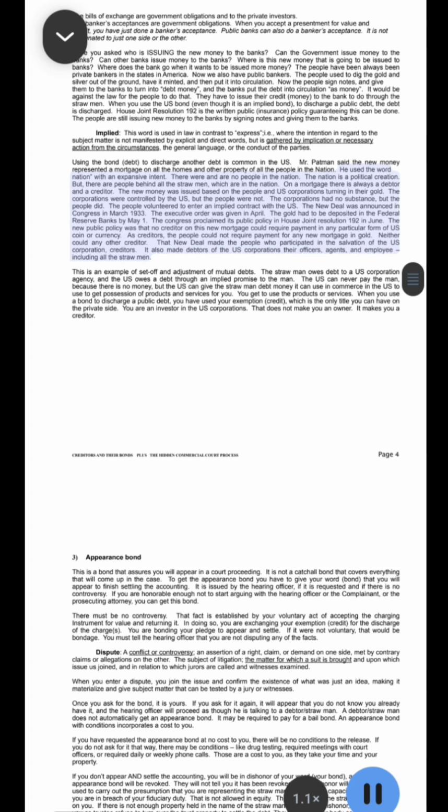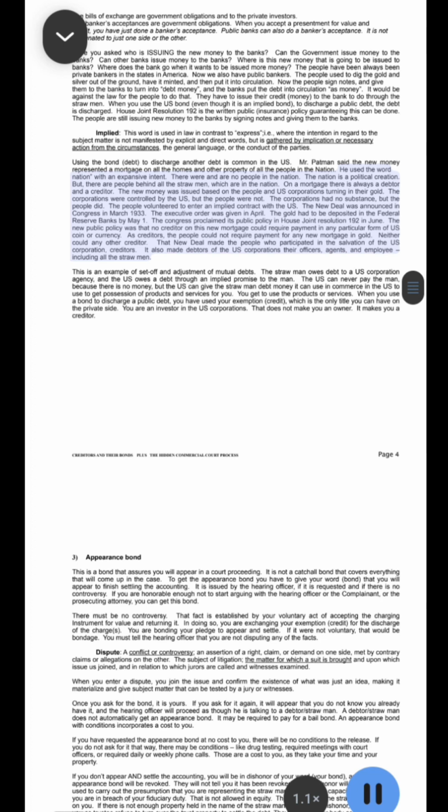On a mortgage there is always a debtor and a creditor. The new money was issued based on the people and U.S. corporations turning in their gold. The corporations were controlled by the U.S., but the people were not. The corporations had no substance, but the people did. The people volunteered to enter an implied contract with the U.S.